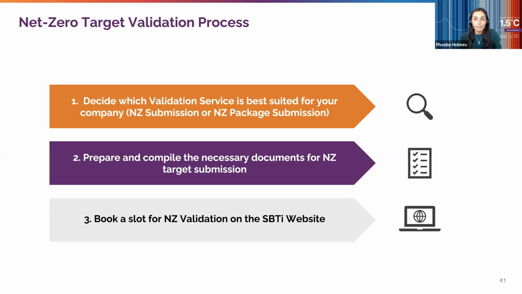Now, firstly, regardless of whether your company has previously gotten SBTi targets validated, you should carefully determine what type of validation service would be most appropriate for your company's situation. The options being a net zero submission only, or a package submission, which covers both near-term and long-term net zero targets. Second, you should prepare the documents needed for net zero validation. And finally, once your company has filled out all the required documents and forms, you should make a booking in the SBTi online target booking system to secure your date for net zero validation. Next slide, please.